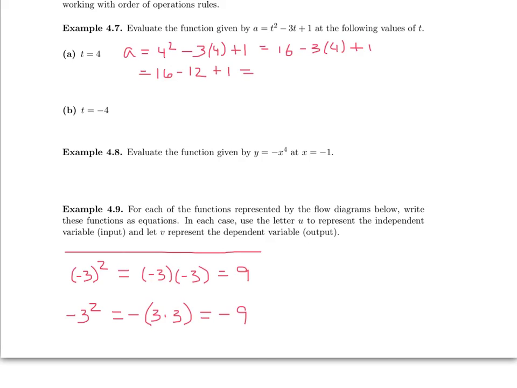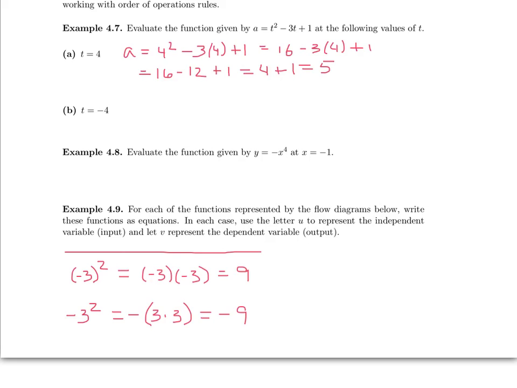And lastly, we perform any additions or subtractions left to right. Since we're doing this left to right, we start by doing the subtraction, 16 minus 12. That gives us 4, and then we have to add 1 to that. That's the last step. And we arrive at 5. So when we evaluate this function at t equals 4, we arrive at an output of 5.